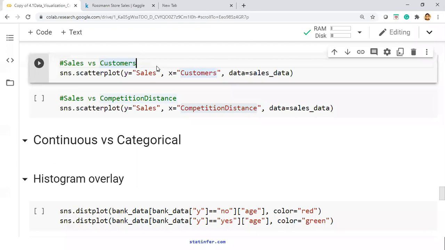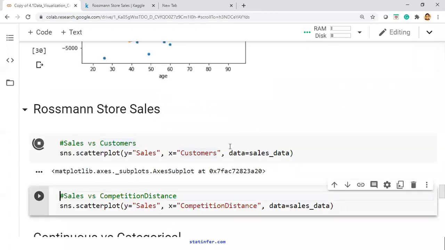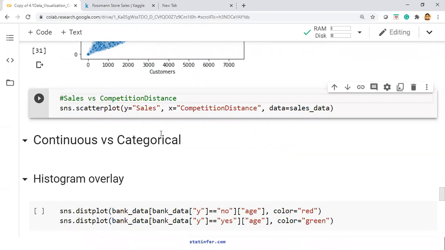In the first case, there are no prizes for guessing. I think as customers increase, sales must increase. That's very straightforward. It may not be a perfect relation, but yes, as the customers increase, sales is also increasing. Perfect. What about this one? Second one, all of you. Second one is sales versus competition distance.